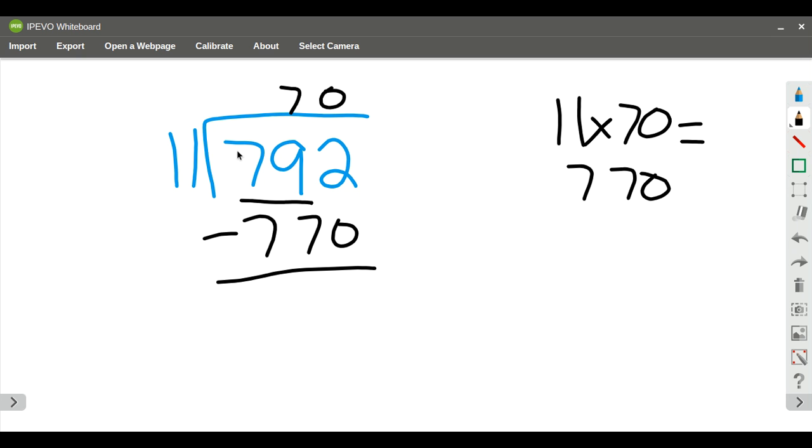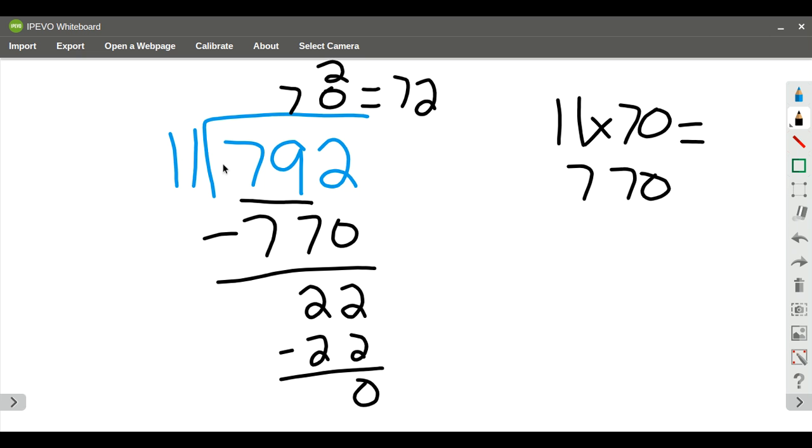Going to subtract. 2 subtract 0 is going to be 2. 9 subtract 7 is going to be 2. 7 subtract 7 is going to be 0. Now I look for how many times I multiply 11 by to get to 22. Well, 11 times 2 is equal to 22. So I'm going to write 22 underneath, and then I'm going to subtract. I add my two values together, and I get 72 for my answer. So my partial quotients for this problem were 70 and 2 for an answer of 72.